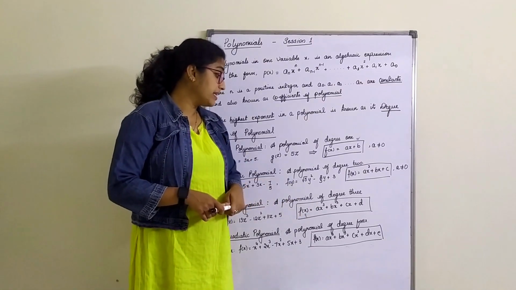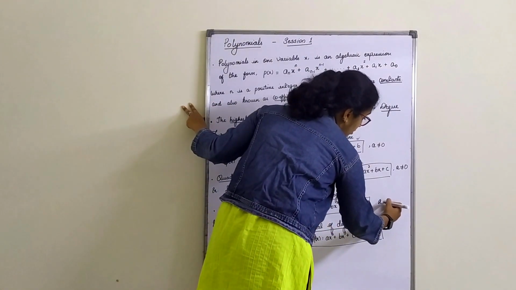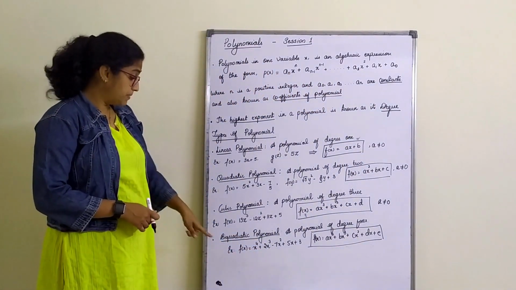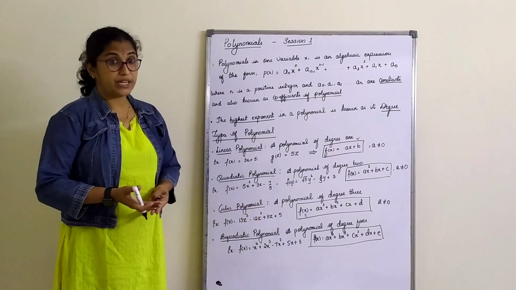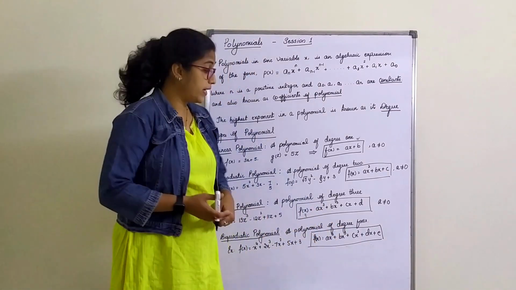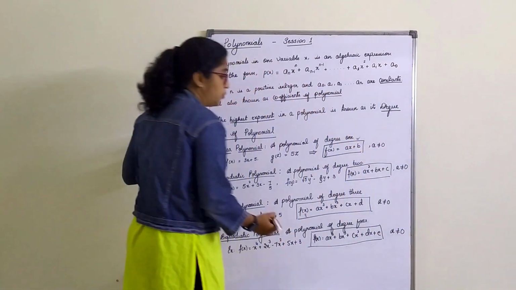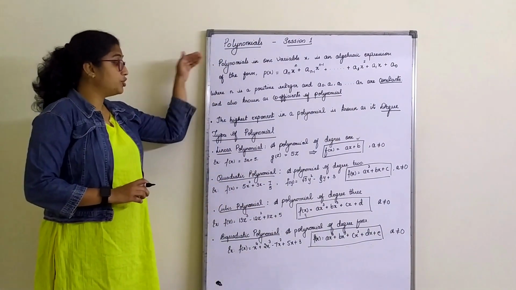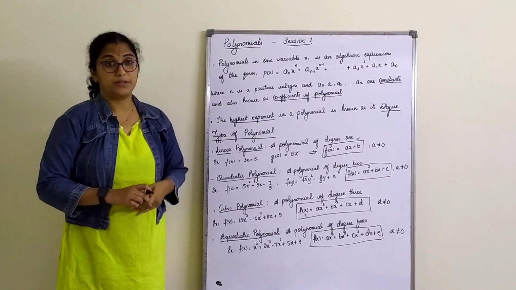It is of the form ax cube plus bx square plus cx plus d, where again a is not equal to 0. And the last one is the biquadratic polynomial. A polynomial of degree 4 is called a biquadratic polynomial. It is of the form ax raised to 4 plus bx cube plus cx square plus dx plus e, again a not equal to 0. So this is a brief introduction about the chapter polynomials. I want you all to write down, as I have written on the board, point-wise in your book.